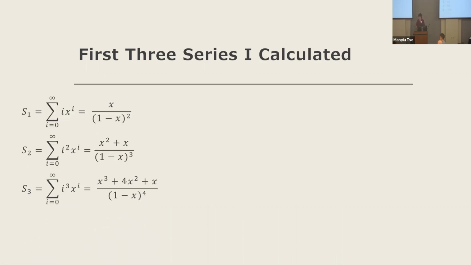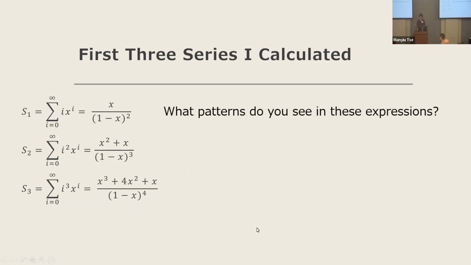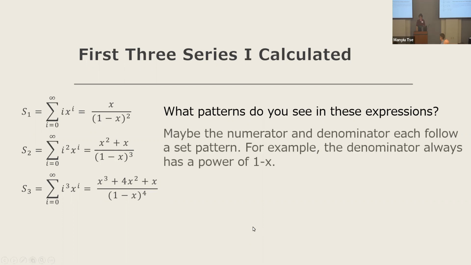Now I want you to pause and think, what patterns do I see in these expressions? One that immediately comes to mind is that in the denominator, there seems to always be a power of 1 minus x, specifically a power of 1 more than the i is raised to. So that's one pattern I noticed, but is there a pattern in the numerator that I could find? It looks like there's a polynomial, but the coefficients seem to be really random. What is the pattern there?